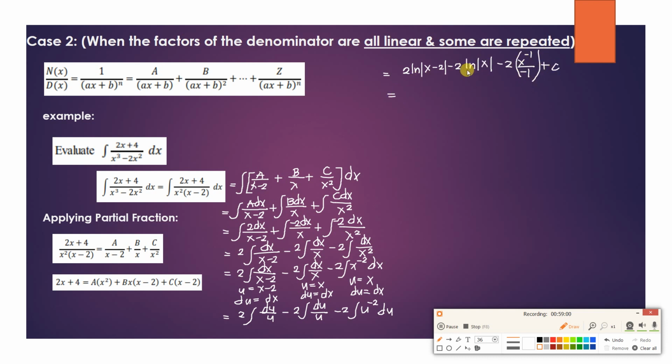Okay, yung first two terms, pwedeng i-apply nyo yung logarithm rule. So, pwedeng i-factor out muna yung common na 2. ln absolute value of x minus 2 minus ln absolute value of x. Nilabas na natin si 2, ha. Negative times negative, positive. Tapos, we have 2 times x raised to negative 1.